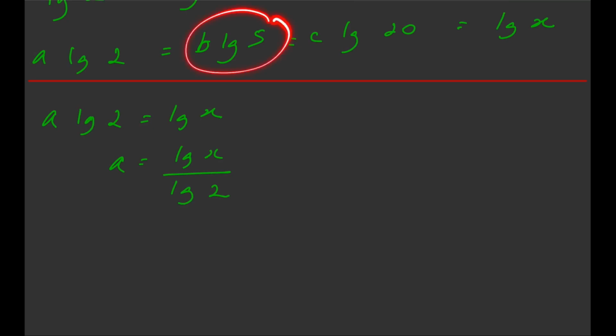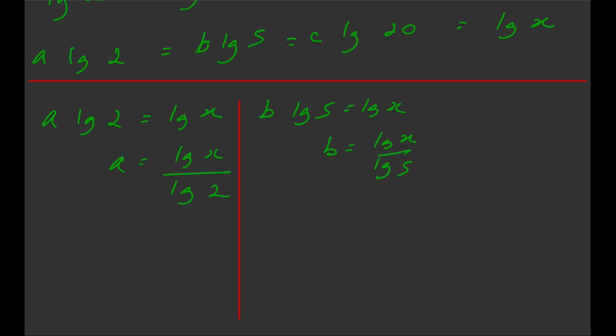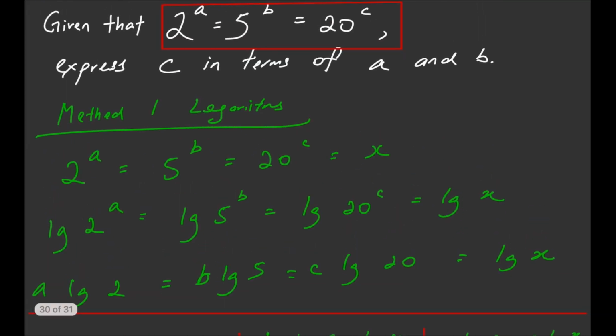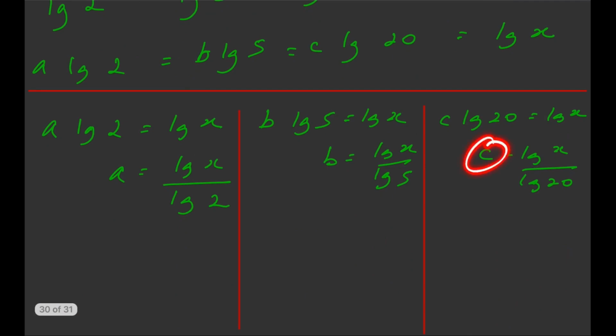Okay, now we go with the second pair. Right, and the last pair. Okay, as soon as you express A and B as a subject in terms of log with the same base 10, we're going to start with C. Since from the question itself, we need to express C as a subject, we're going to start from here.